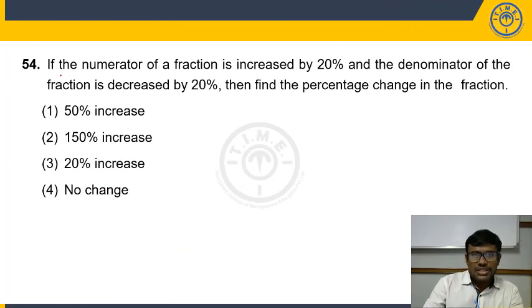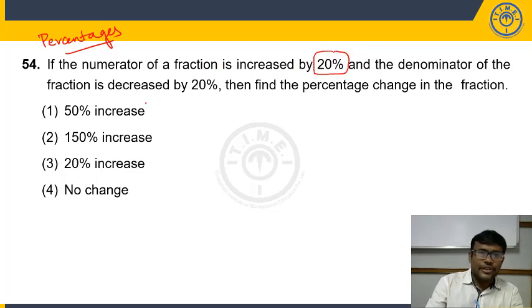Fifty-fourth question. It is from percentages. If the numerator of a fraction is increased by 20% and the denominator of the fraction is decreased by 20%, find the percentage change in the fraction.